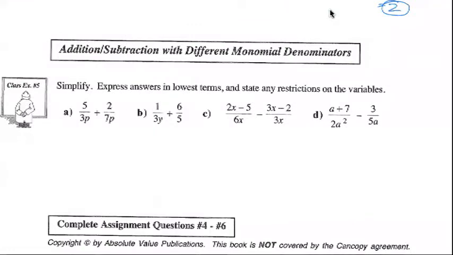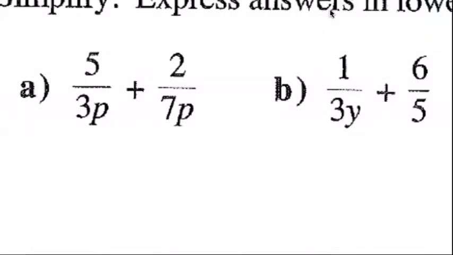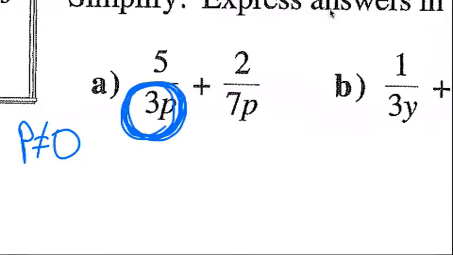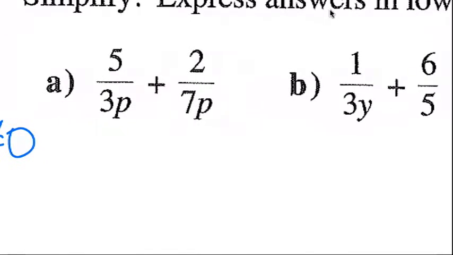Example 5, question A. I think I'll do a couple of these examples because I see we got a couple of big ones still on the next page. Okay, so let's do A. We can state our non-permissible right away. P cannot equal 0 if it's just a constant or coefficient and a single variable. I can just say P cannot equal 0. They both have P, but my common denominator is actually going to be 21P.